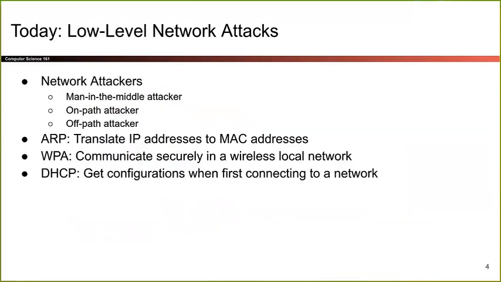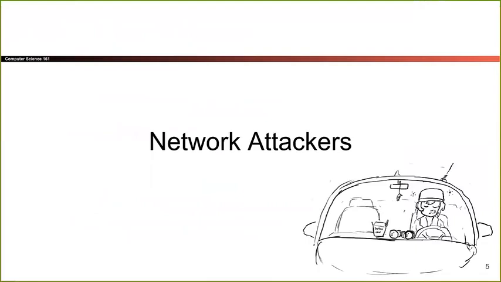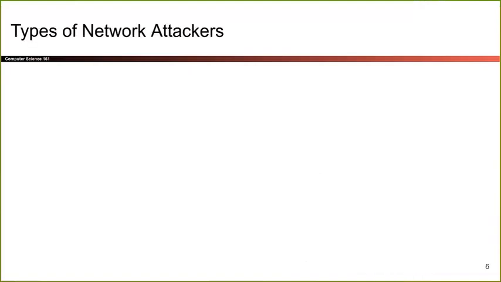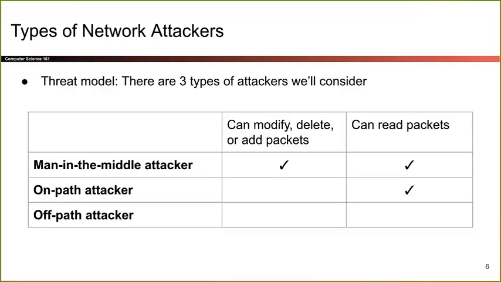Okay, so that's today. Before we start talking about attacks, we have to talk about attackers. If you remember the first lecture, it was all about knowing your threat model. We have to know who is attacking us and what models or assumptions we can make about our attackers. In networking, there are 3 types of attackers we care about. They're called the man-in-the-middle attacker, which we've seen before, the on-path attacker, and the off-path attacker.